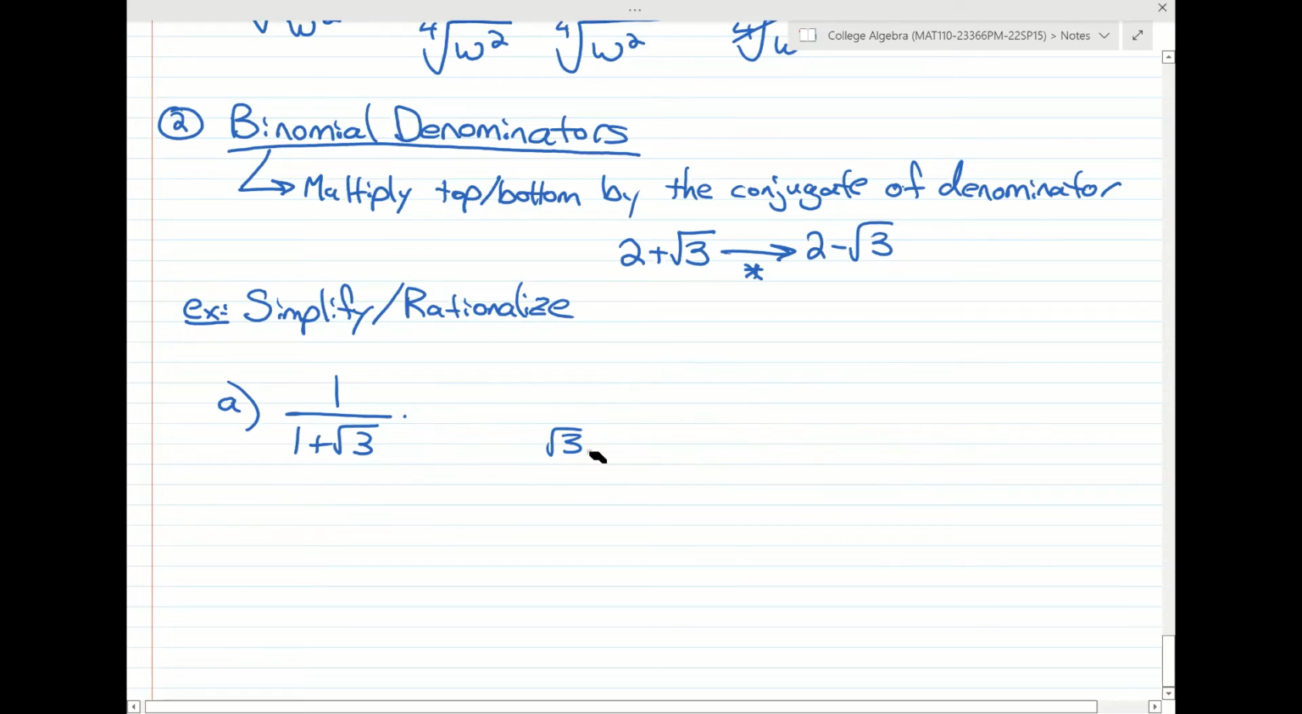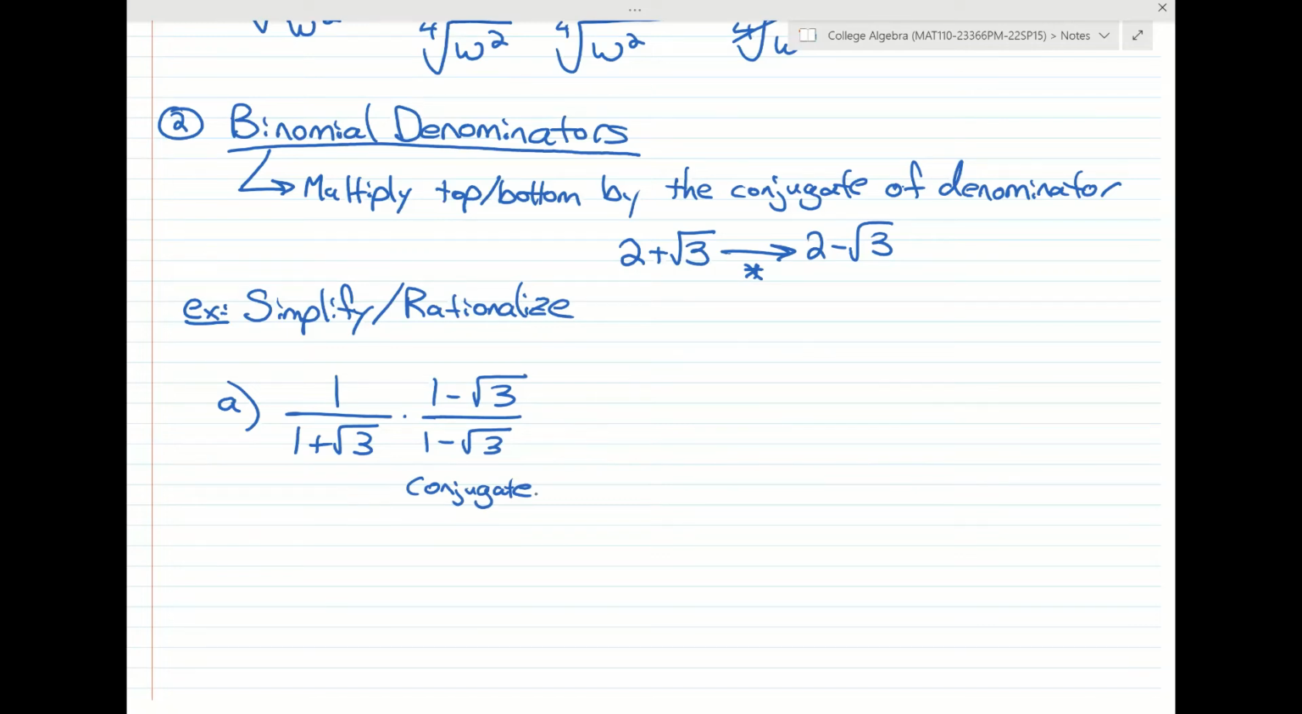You have 2 terms in the denominator. What we do is we outsmart it by multiplying by 1 minus square root of 3. This is called the conjugate. Conjugate just means we change the sign in the middle. Watch what happens if we do it this way.